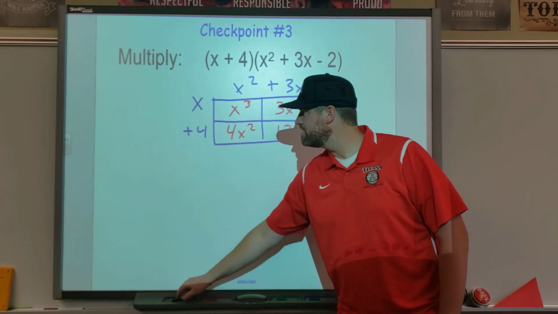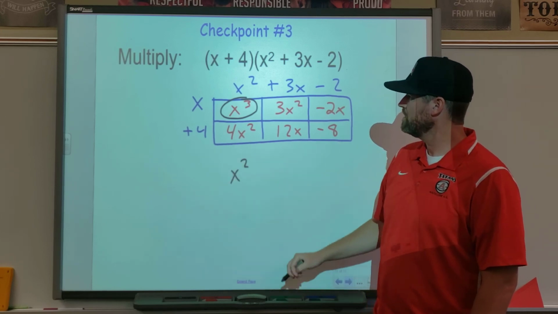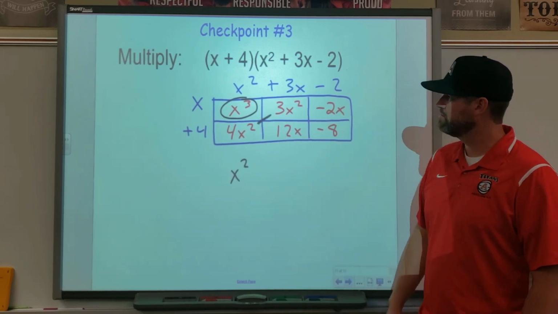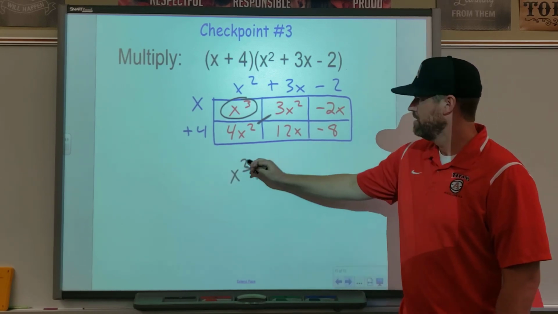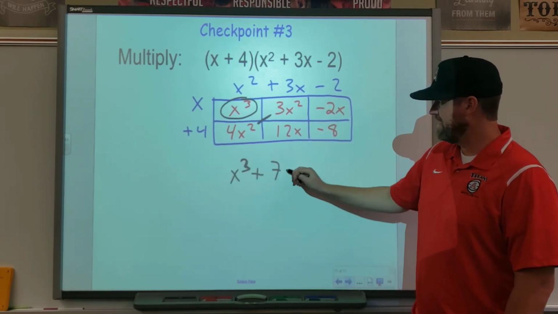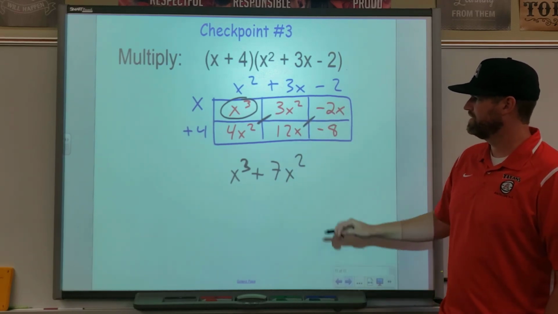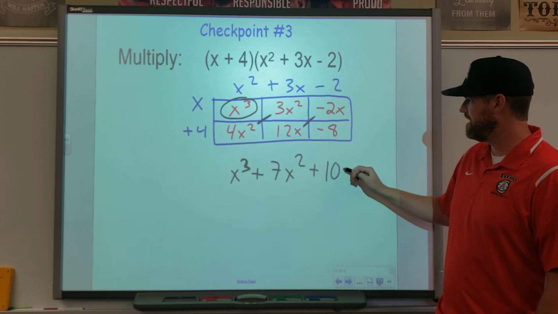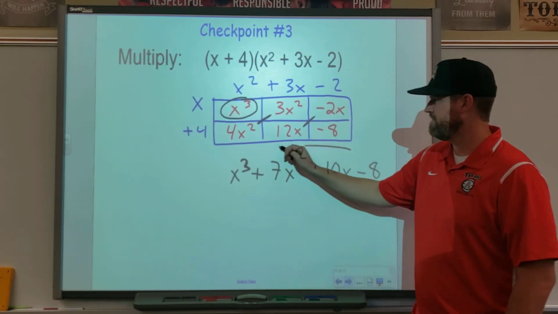So in the end, we've got 1x to the third. We've got like terms right here, which gives me 7x squared. We can combine those as well to get plus 10x. And then we have minus 8 at the end.